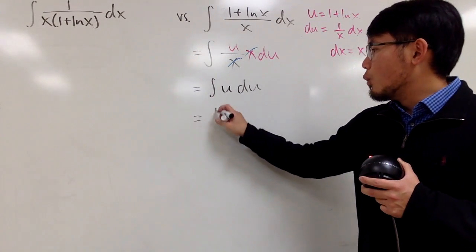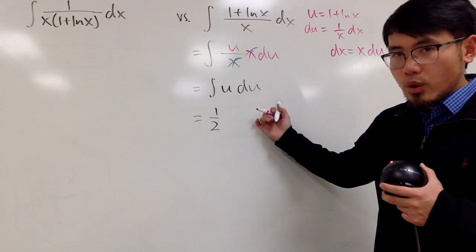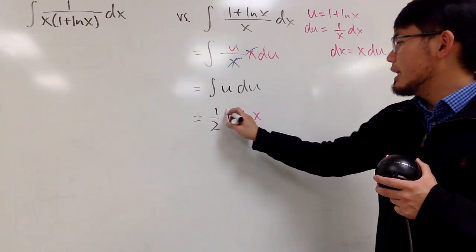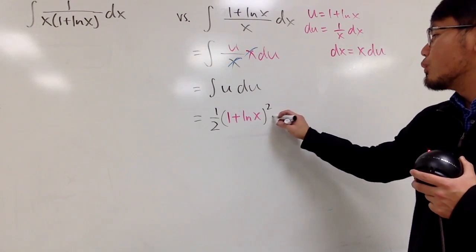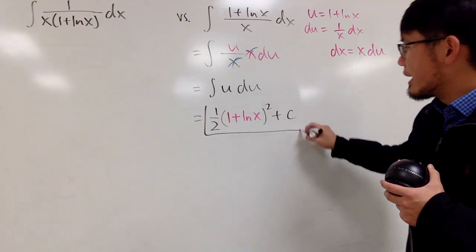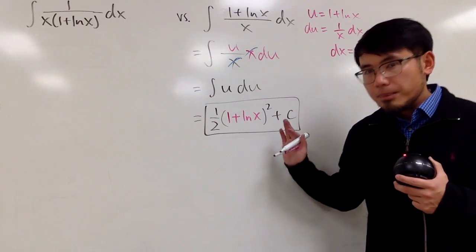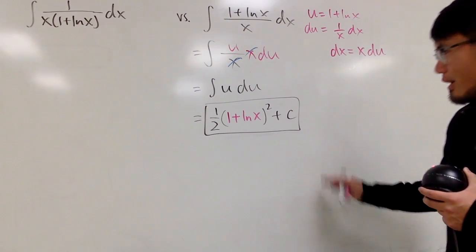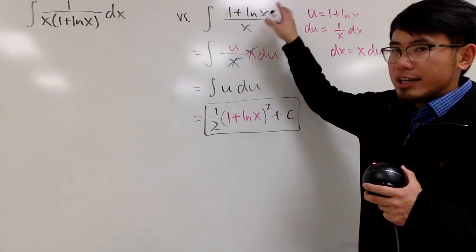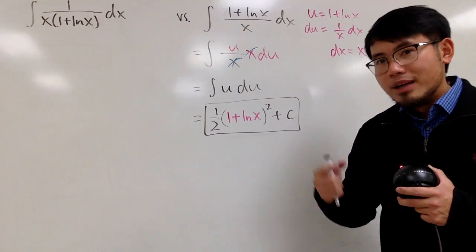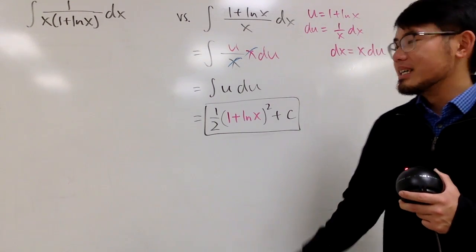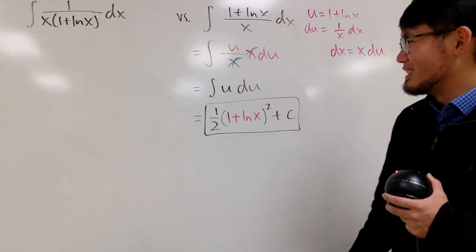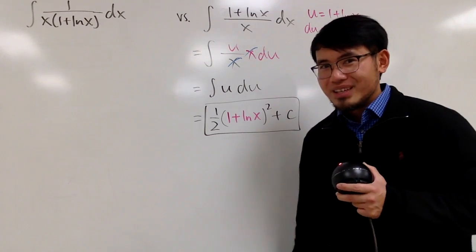Well, you get 1/2 u squared, and the u is that. So let's put that down. 1 plus natural log of x, and then we square this, and we are done. Put plus c right here. So this is perfectly okay, right? This is a perfectly okay answer. If you want to split the fraction, I will leave that to you. Your answer is going to look different, but the answers are just going to be off by a constant. I explained that in the past already, so I will just present this for you guys.